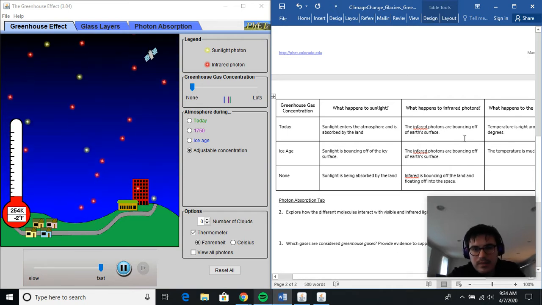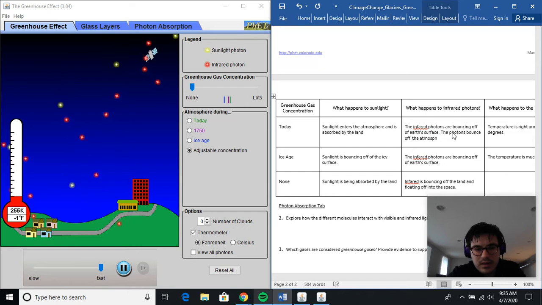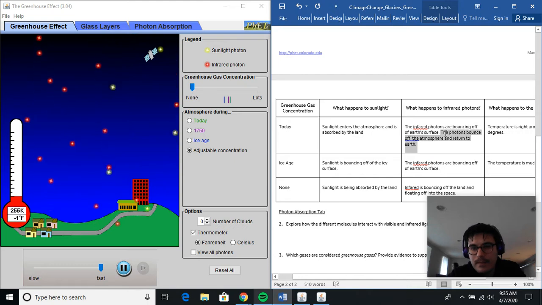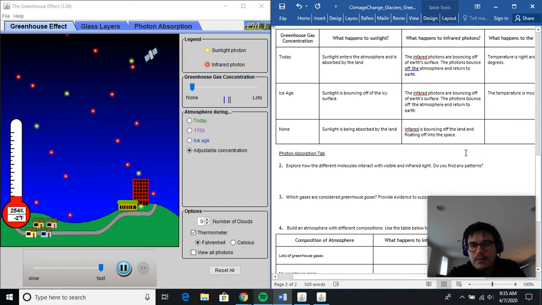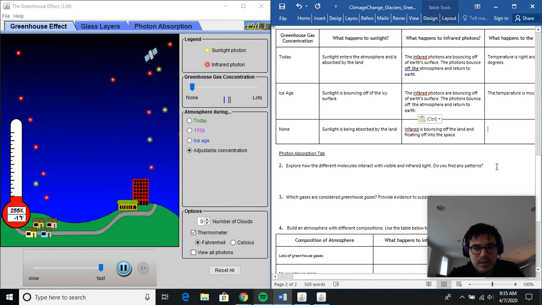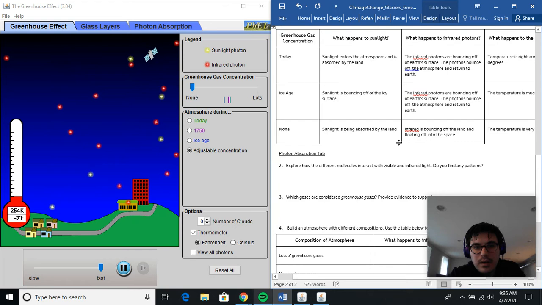Photons bounce. They're not doing that here, unfortunately, which is bad. And why is it bad? Take a look at the temperature here. Okay, the temperature is -1, not a livable temperature. This would cause an ice age.